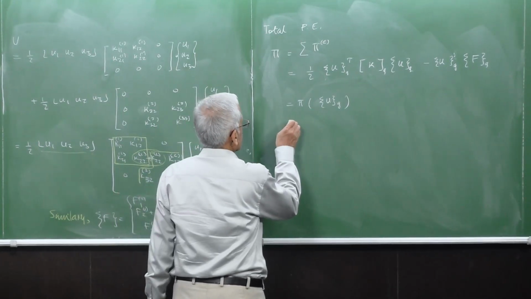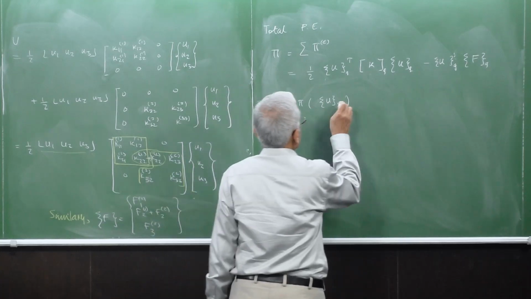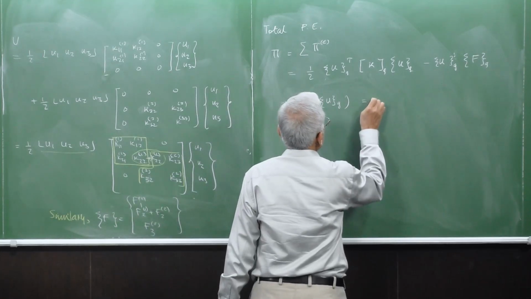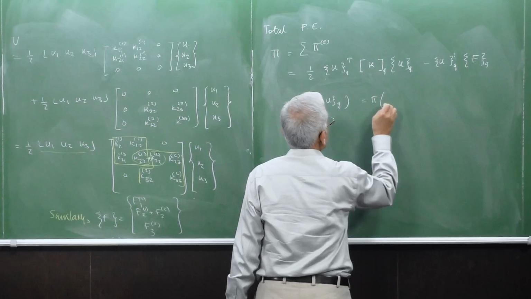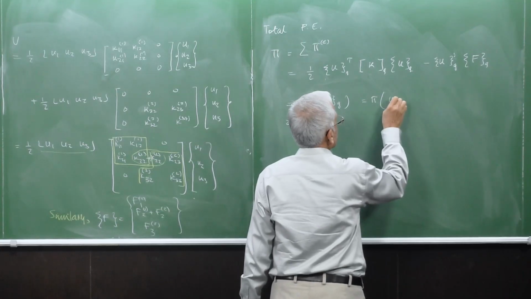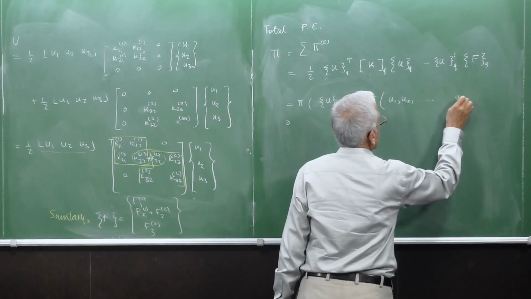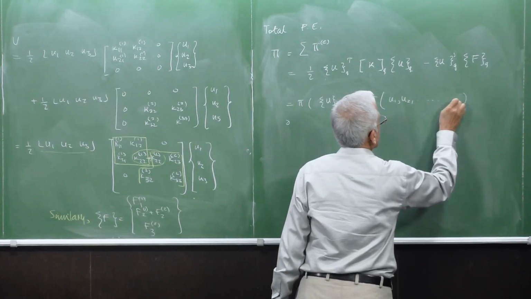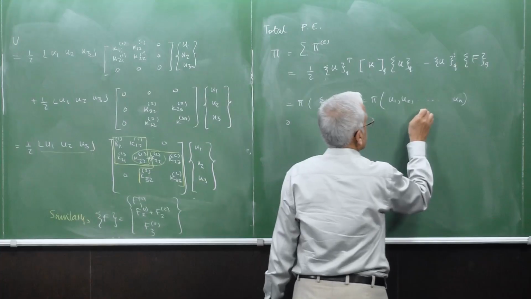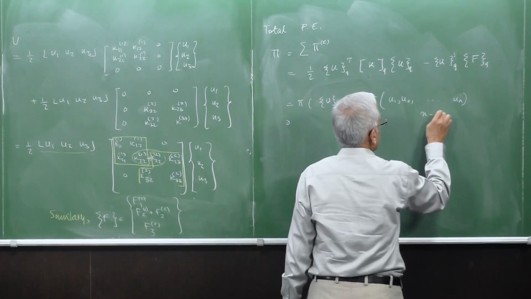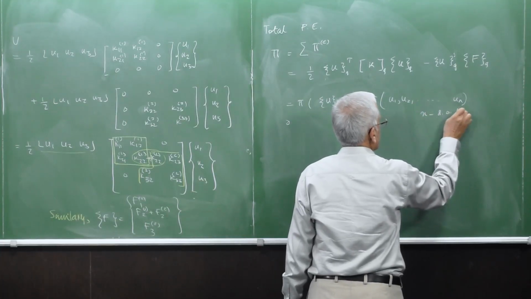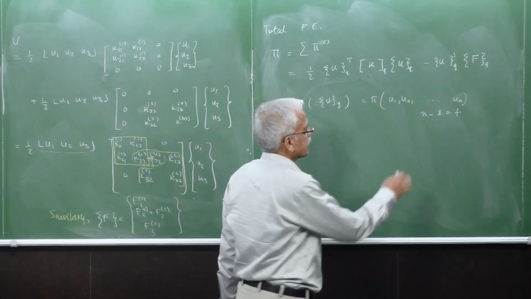So what we need to do is, let us say this consists of U1, U2, up to n degrees of freedom. N is the total degrees of freedom.